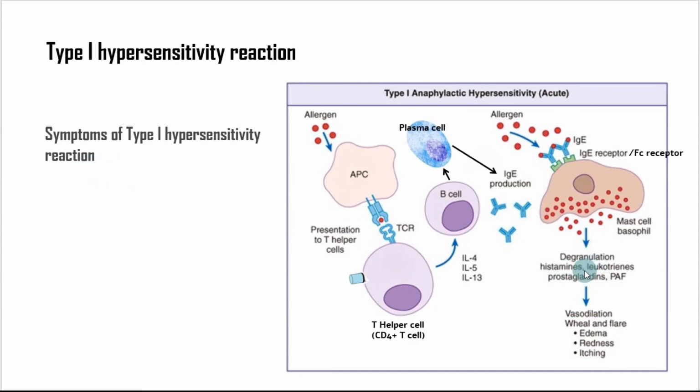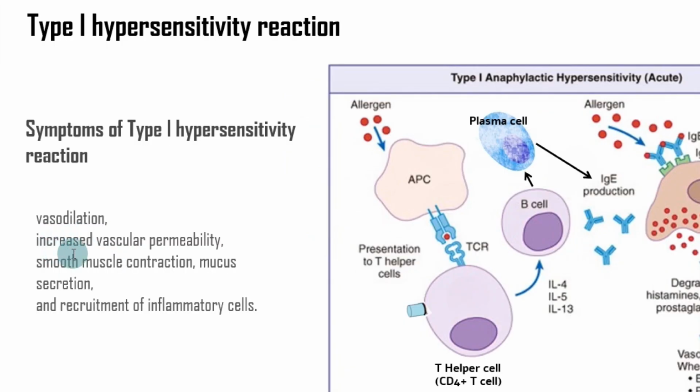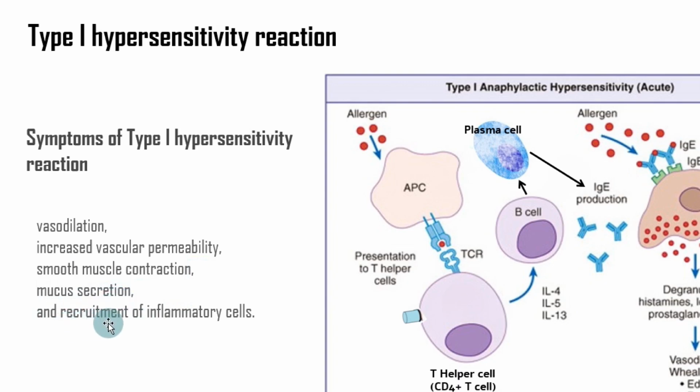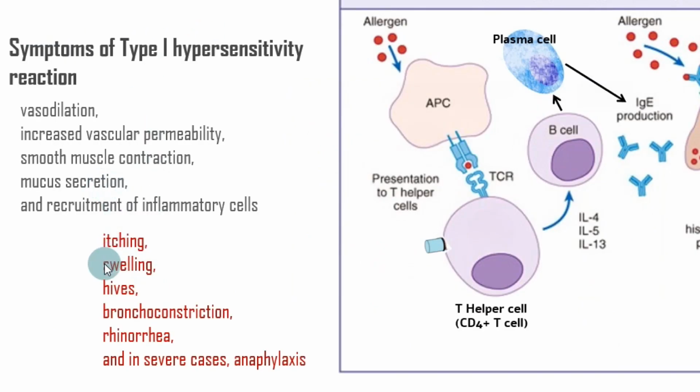These inflammatory mediators cause characteristic symptoms of type 1 hypersensitivity reaction, or we may say symptoms of acute inflammation, including vasodilation, increased vascular permeability, smooth muscle contraction, mucus secretion, and recruitment of inflammatory cells. And the symptoms of this reaction may include itching, swelling, hives, bronchoconstriction, rhinorrhea, and in severe cases, anaphylaxis.